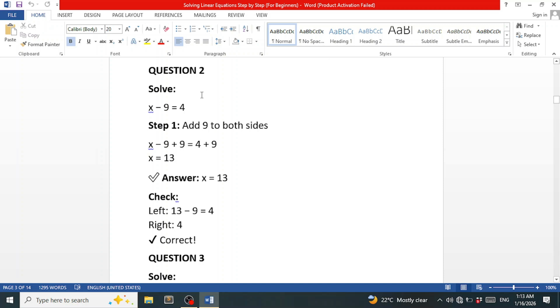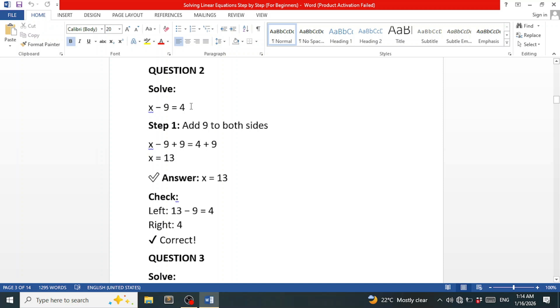Now this question 2, they are asking us to solve x minus 9 equals 4. If you look closely, here we have x minus 9, meaning this 9 is negative, and if it crosses the equal sign, it's going to be positive. Whenever a negative number crosses the equal sign, it becomes a positive. You have to memorize that.